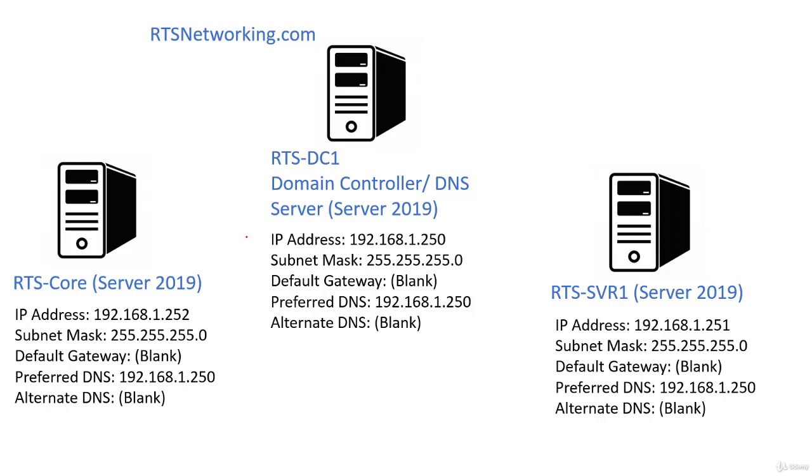The machines that I'll use throughout this course will be these three. I will have a domain controller named RTS-DC1. It's also going to be a DNS server in addition to being a domain controller. The IP address will be 192.168.1.250. I'll use the default subnet mask, so I'm not actually changing that.